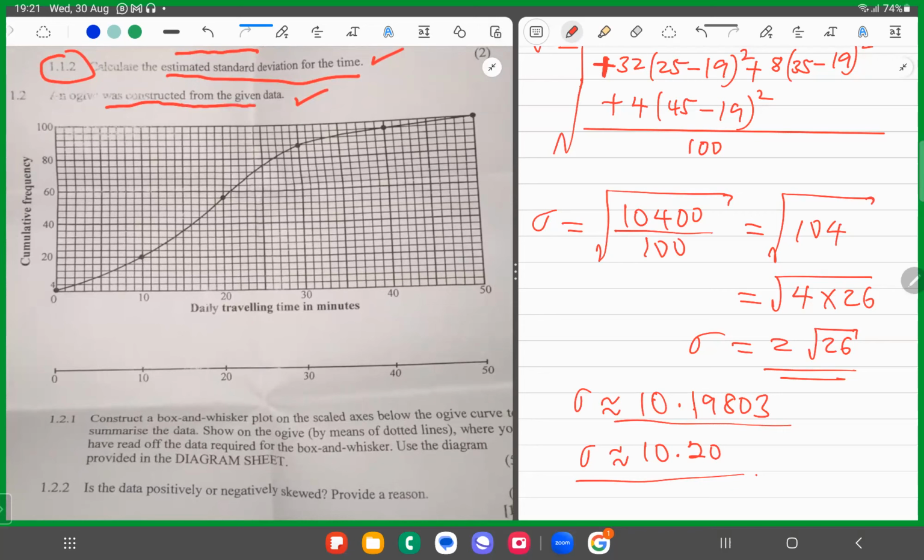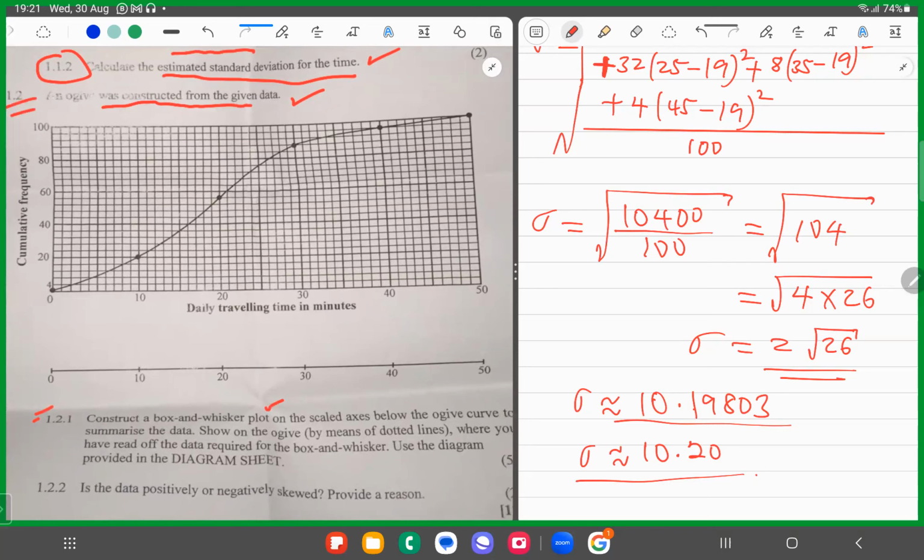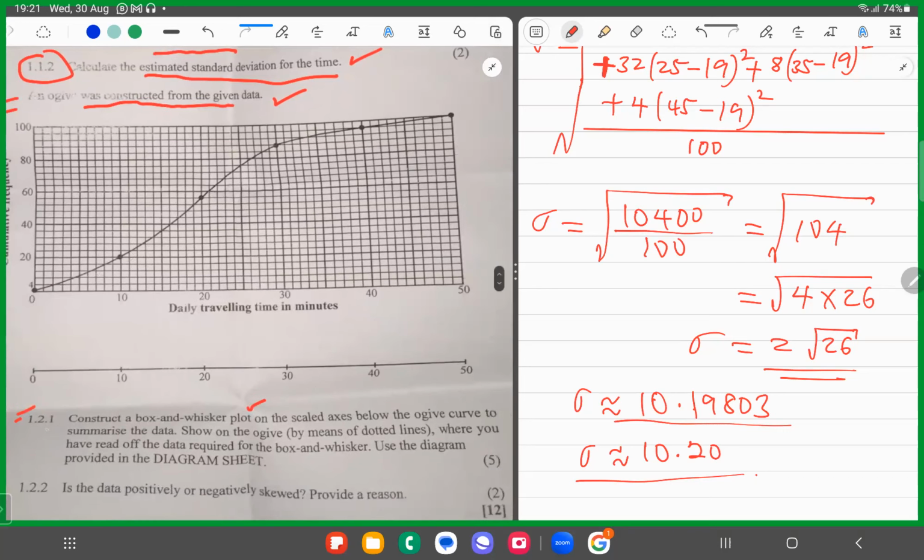But now they're saying construct because this is 1.2, and then we're looking at 1.2.1. Construct a box and whisker plot on the scaled axis below the Ogive. To summarize the data, show on the Ogive by means of dotted lines where you have read off the data required for the box and whisker plot. Use the diagram provided in the diagram sheet. Okay, let's look at this question.